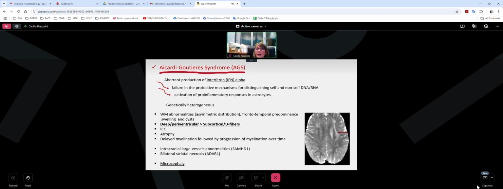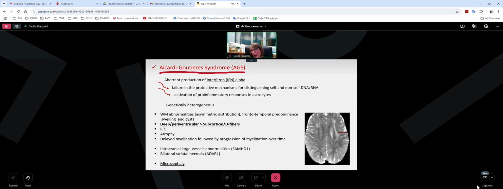The last disease to discuss is Aicardi-Goutières syndrome, due to an aberrant production of interferon alpha. It's, as you have already heard, a very heterogeneous genetic disease. But the final mechanism is a failure in the protective mechanism for distinguishing self and non-self DNA and RNA. And this produces an activation of pro-inflammatory responses in astrocytes.